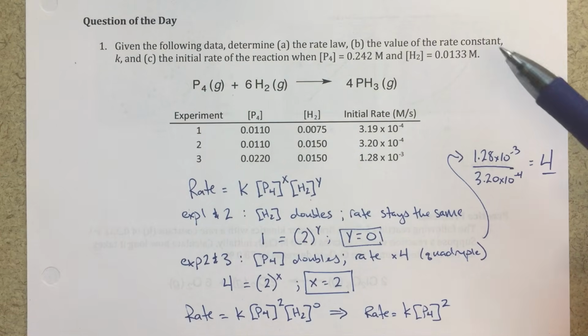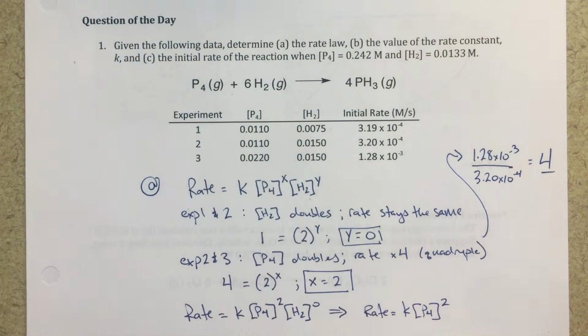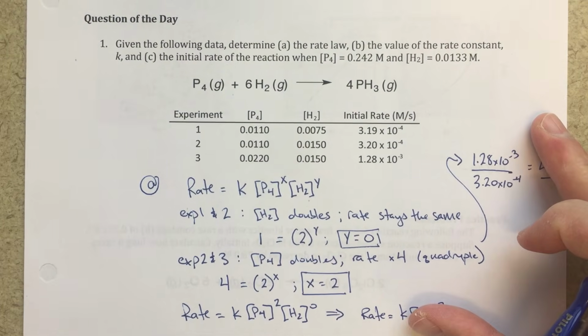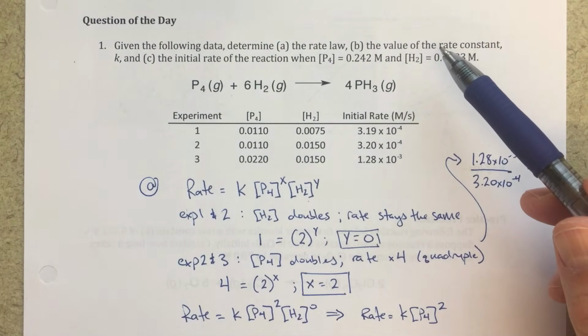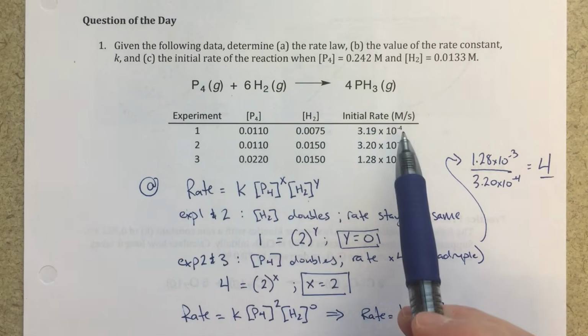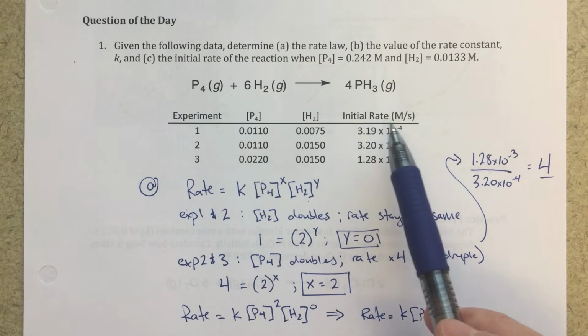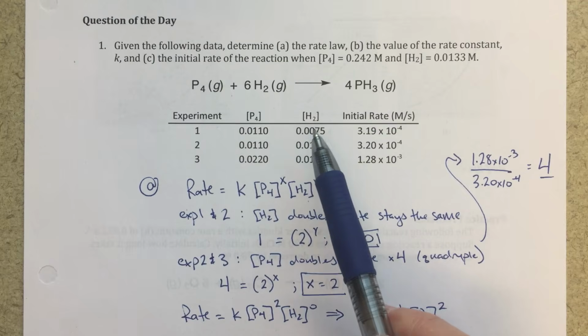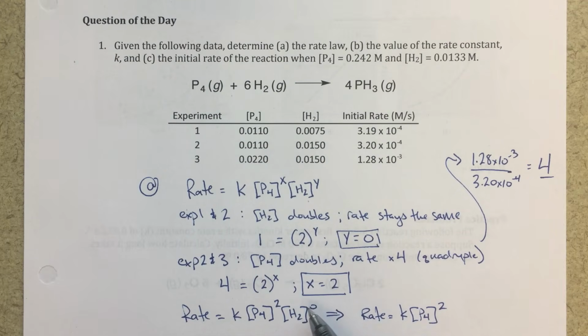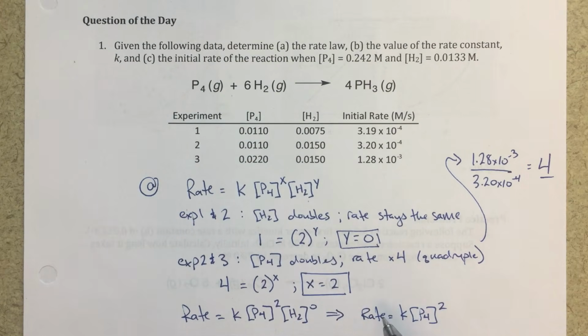Now, the next step is solving for the rate constant. So this is all part A, right? For part B, it asks us to find the value of the rate constant. To find it, we're going to use our data. I can choose any experiment, and I'm just going to plug in my concentration for P4 and my initial rate. You could plug in your concentration of H2 here as well, but we know that that's just going to go to 1, so it doesn't really matter. You can choose any experiment, plug in your data, and see what that k value is.